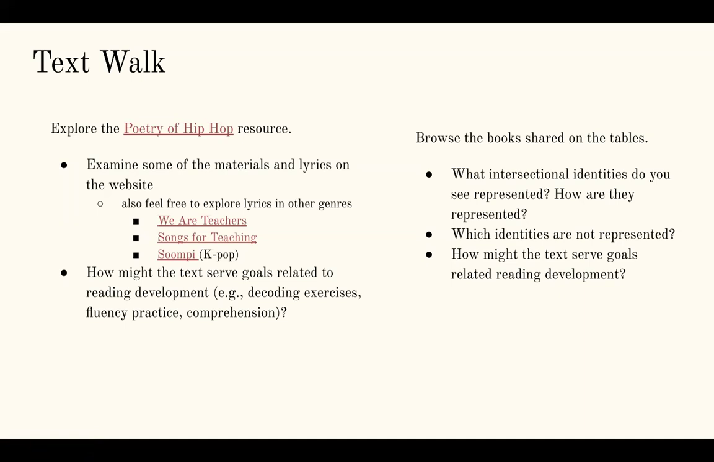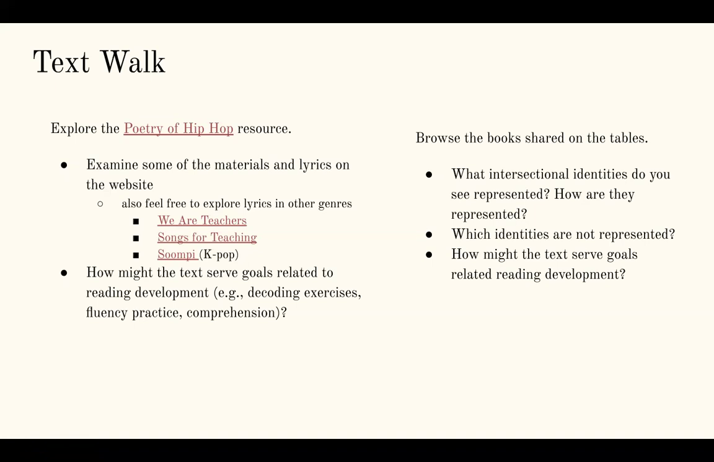So for instance, thinking about what books might lend themselves to really great lessons that capture a key vocabulary, key tier two vocabulary that you want to introduce to your students, or what are some books that really illustrate alliteration very well, going back to our lessons on phonological awareness.